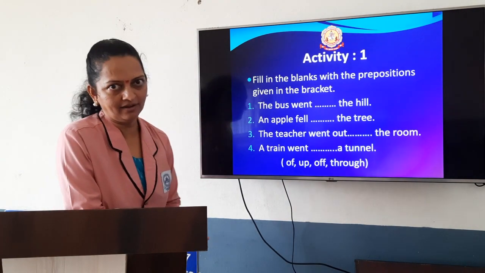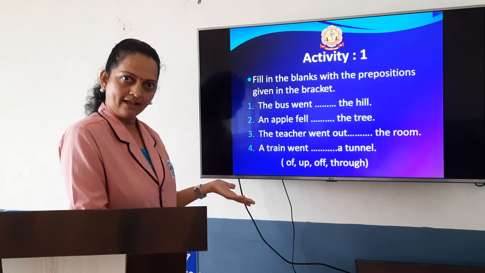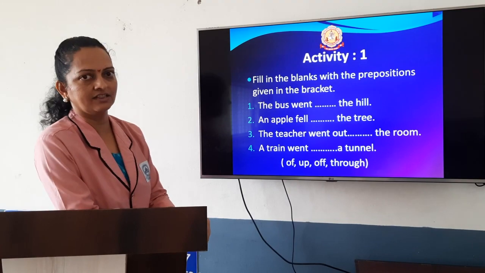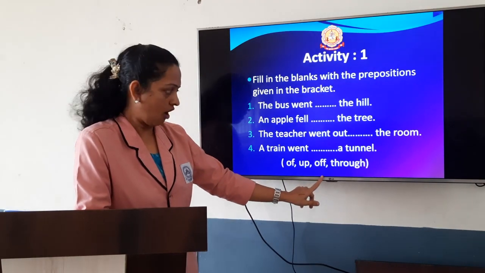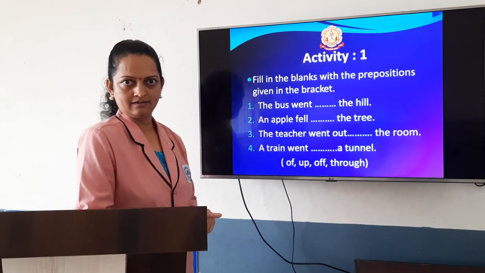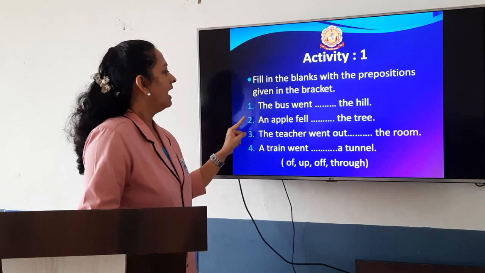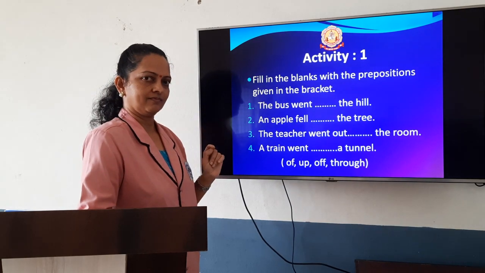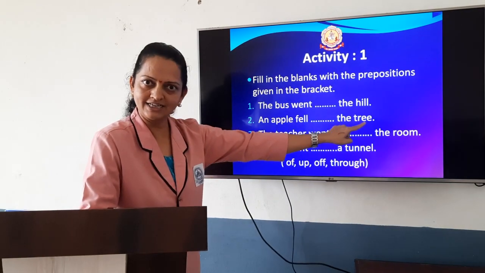Now let's take Activity 1. This is just a simple activity to recall what we have studied now. You can plan for the answer. Anyhow, I am going to give the answer now. Fill in the blanks with the prepositions given in the bracket. Prepositions are of, up, off of, through. The bus went dash the hill. The bus went up the hill. Very good. An apple fell dash the tree. An apple fell off of the tree.